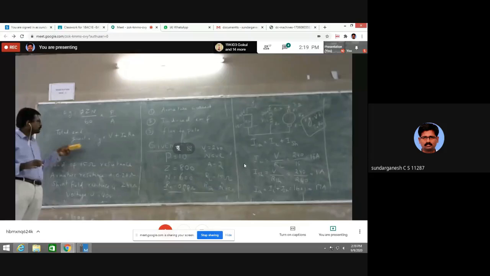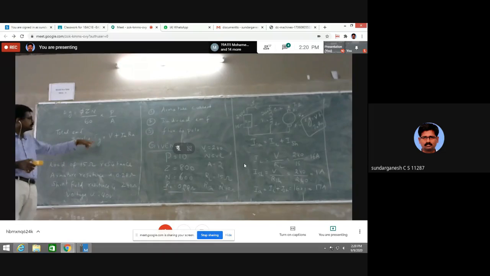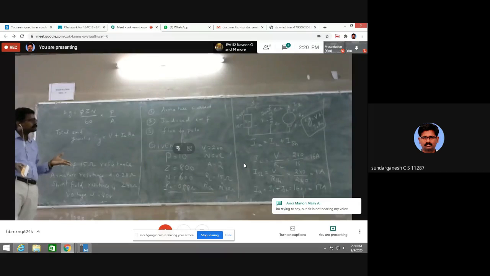This is another formula for EMF generation: Eg equal to V plus IA RA. This is for a shunt generator. If it is a compound generator, the formula changes. So this formula is not constant. It is based on the type of connection. The formula is based on what you are connecting. For the shunt generator, Eg equal to V plus IA RA. If it is a series generator, the formula is different. I will explain the series connection also.